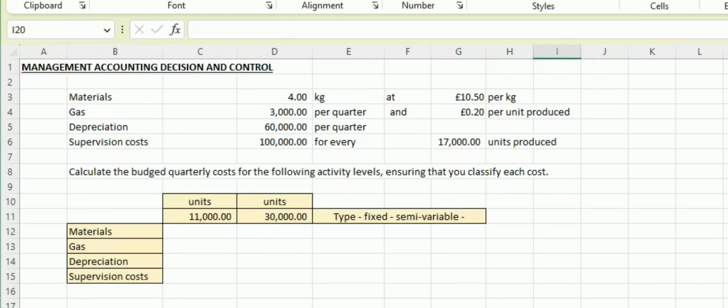Now in today's video we're going to have a look at management, accounting, decision and control, because quite a few of you in the Facebook group have told me that you're currently struggling with this subject, so we're going to blast through with some examples.